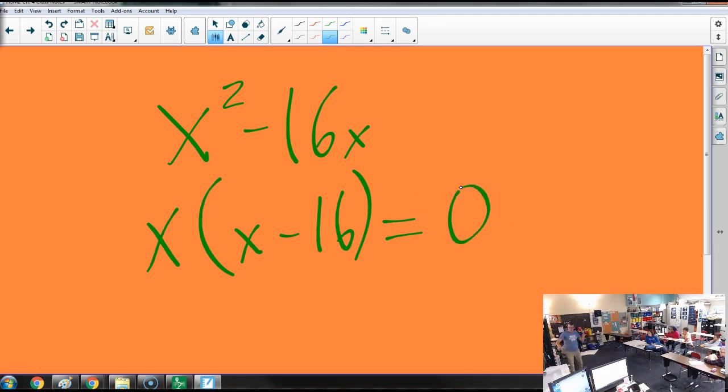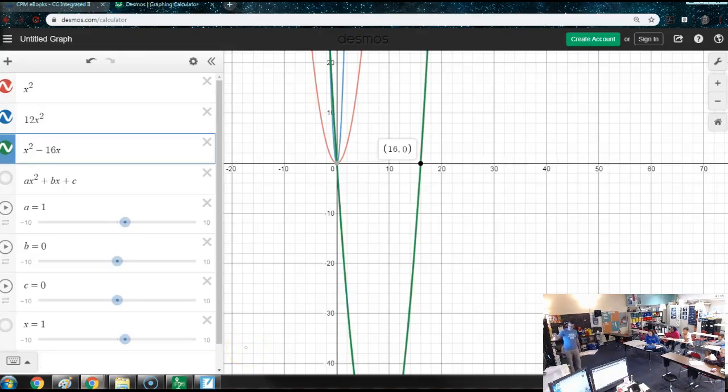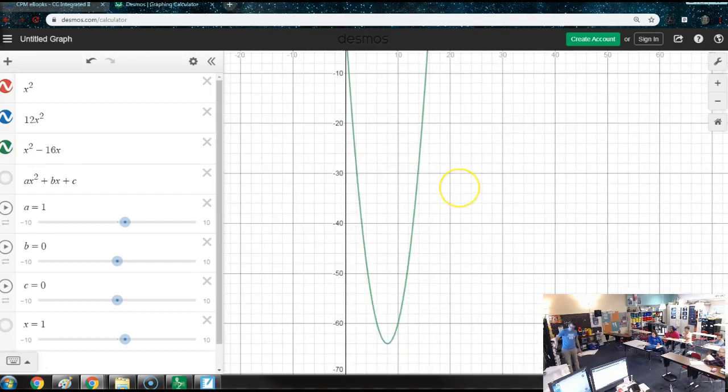There are two options. If x is 0, this will become 0. Right. Or if x is positive 16, this will become 0. That's how we know where the parabola will cross the axis, the 0 point and the 16 point. The difference in between is where the vertex is. Then 8 squared, 64, but minus 16 times 8, which is why we're so far down there.